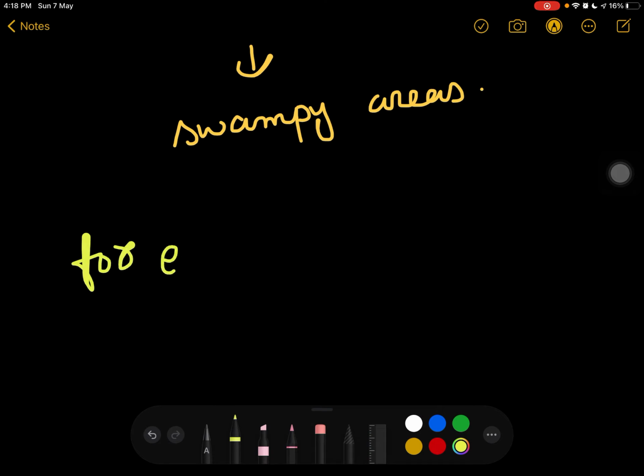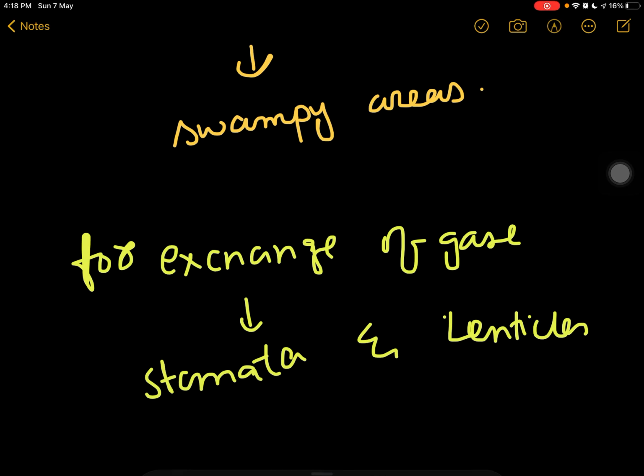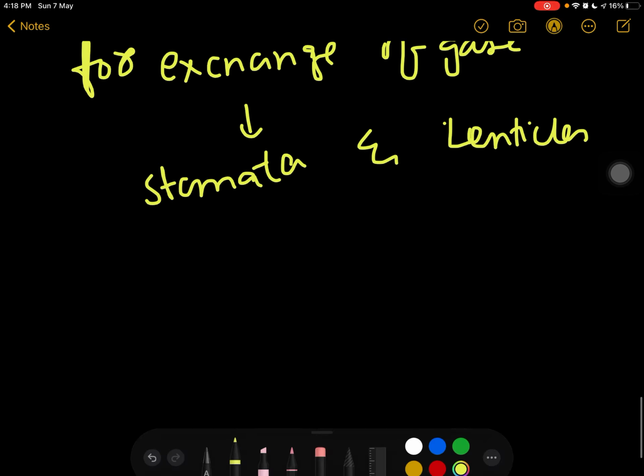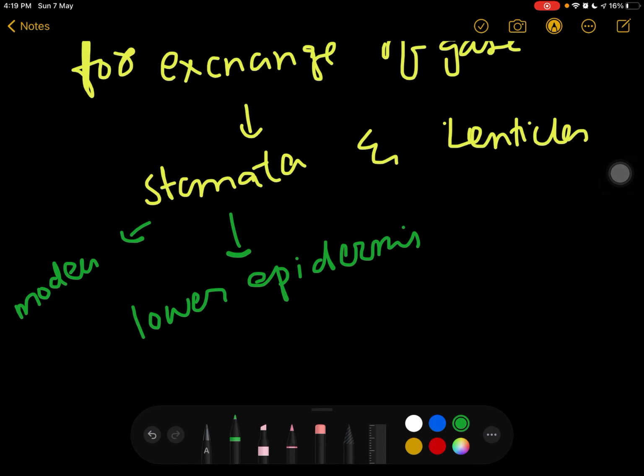For exchange of gases, there are stomata and lenticels, right? If you talk about the stomata, these are present on the lower epidermis, but these stomata are present in modern plants, like the mosses, ferns, right?